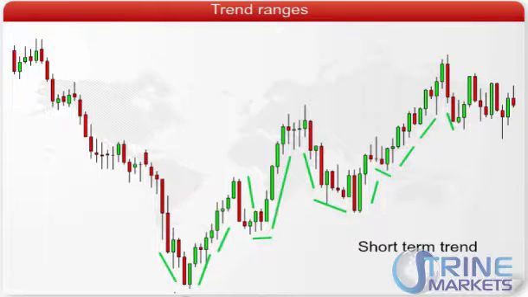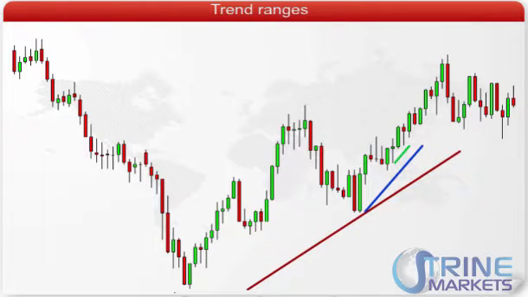Synchronization of all time frames. The most profitable trading opportunities arise when the trends of all three time frames are moving in the same direction. On this chart, you can see the long-term trend, the medium-term trend, and the short-term trend. You can see that, at this point, all three trends are moving in the same direction, so the chances that the chart will continue moving in that direction are higher. In order to see the full picture, we need to find the support and resistance levels.